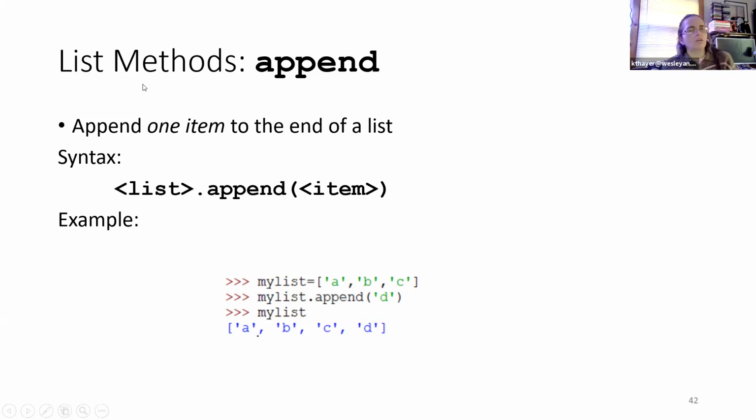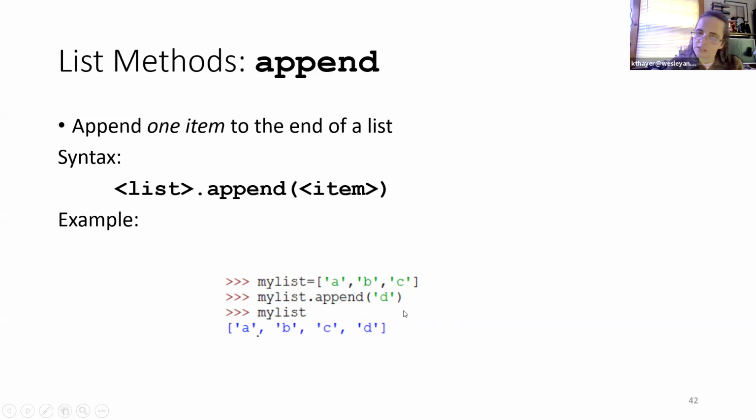So let's just take a look at what we have here. The first one we encounter is append. Append will append one item to the end of a list. So this is what it looks like. You have list.append, and then you have parentheses, and you put your item here. So if you have a list my list ABC, and you do my list.append and put a D here, then your list will have ABCD.